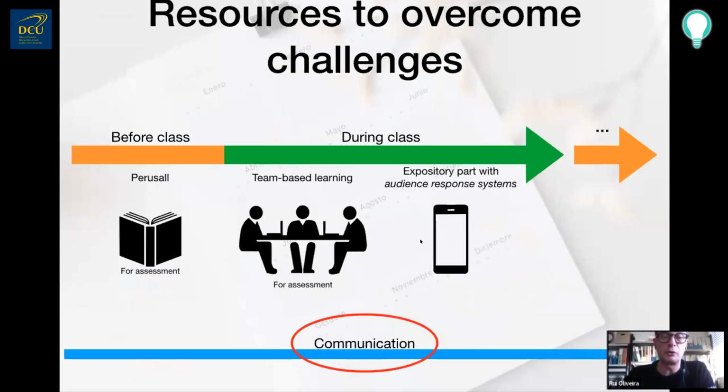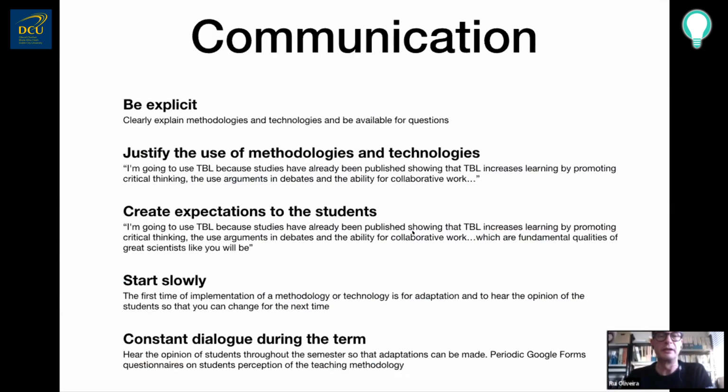Regarding communication during all the semester, to see if the students are enjoying, if they are feeling difficulties, how they could adapt to all these methodologies, I implemented an explicit way of communicating with them, trying to explain in detail every methodology and technology, and making sure that I was available for any questions they have during the semester.